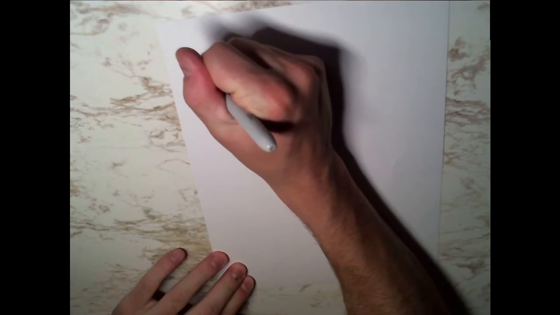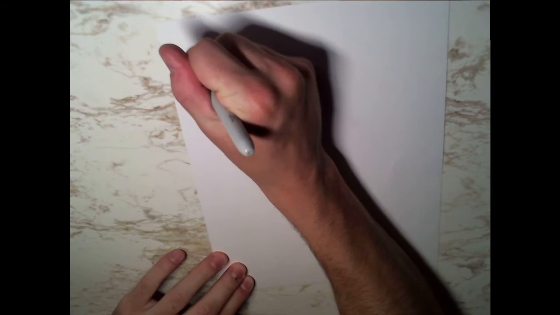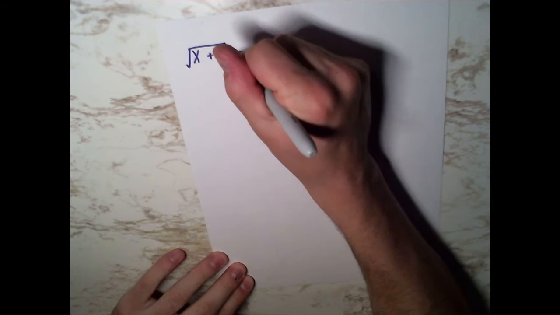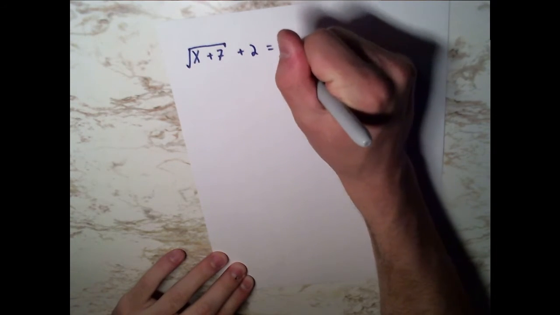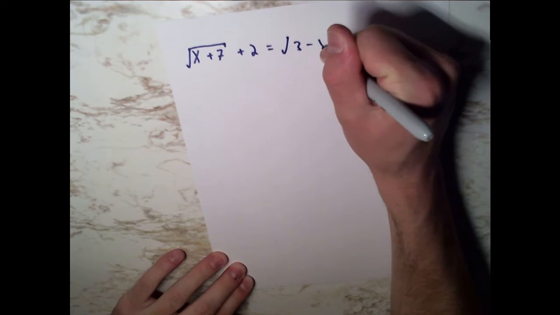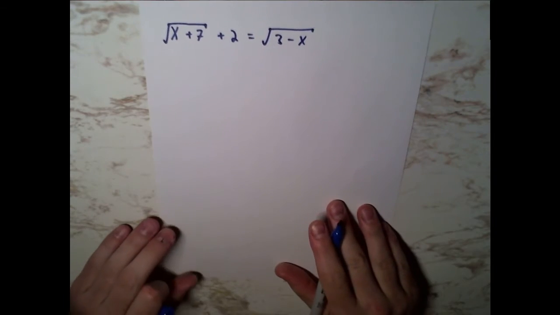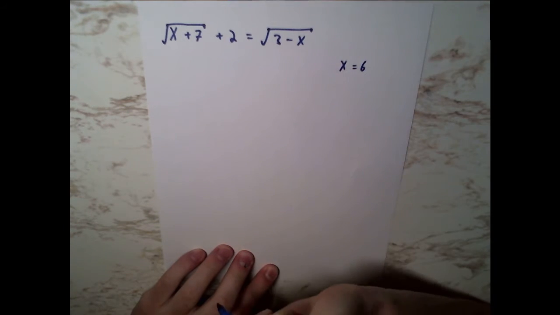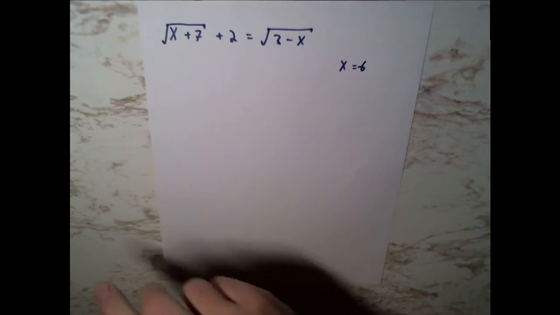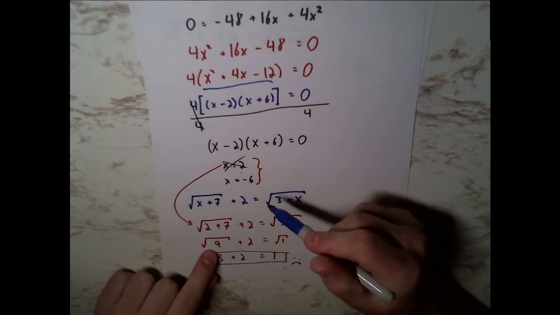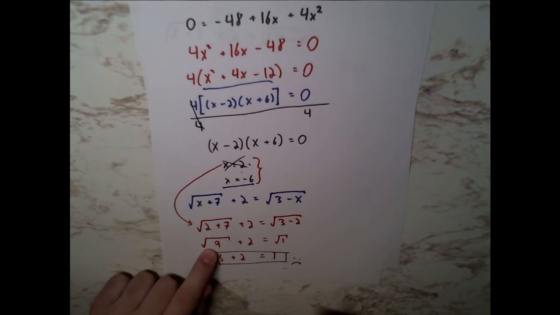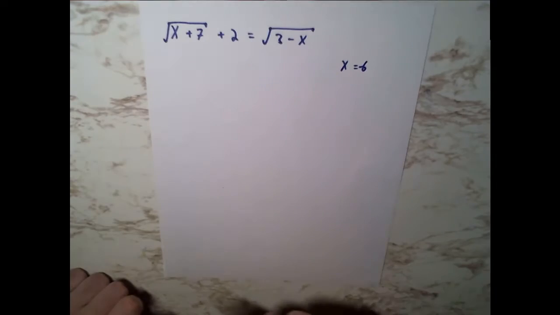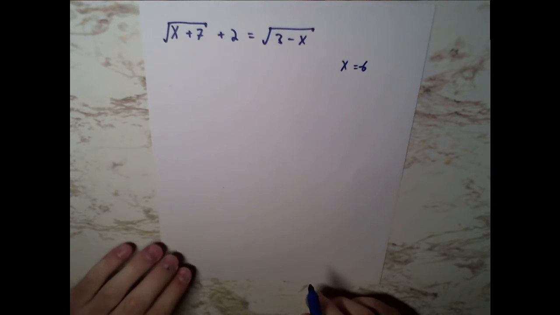Rewriting the original equation, we have the square root of x plus 7 plus 2 equals the square root of 3 minus x. So there's our original equation, and we're checking the solution x equals negative 6. Sorry, we ruled the other one out, and now we're checking this x equals negative 6 solution. So we're going to take negative 6 and plug it in and see what we get.